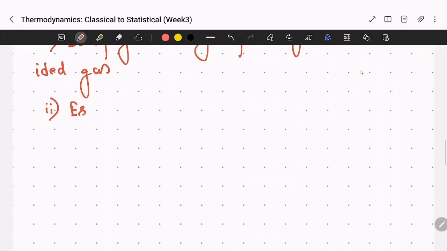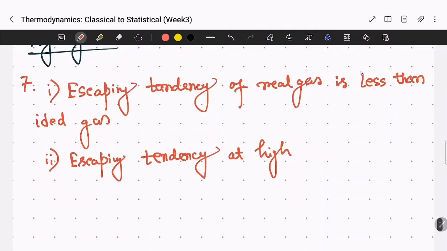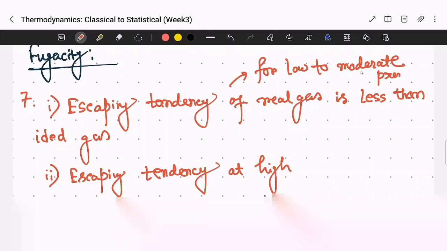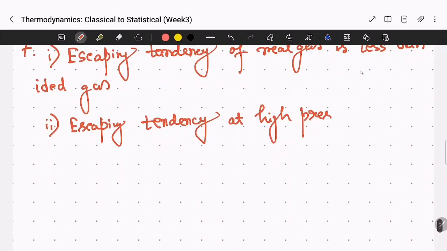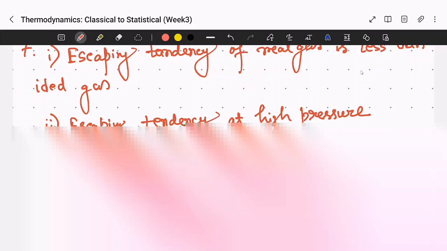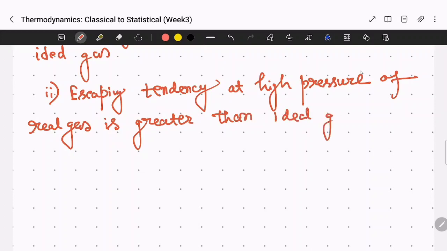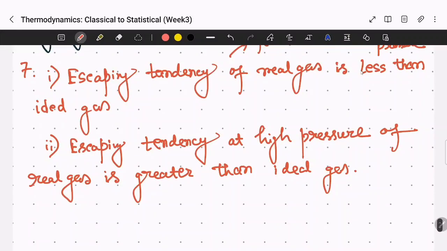For the second one, the escaping tendency at high pressure. This is for low pressure. This is for low to moderate pressure. Pressure of real gas is greater than ideal gas. So we have to prove that the escaping tendency of real gas is less than ideal gas for low or moderate pressure, but for high pressure it's the reverse case.